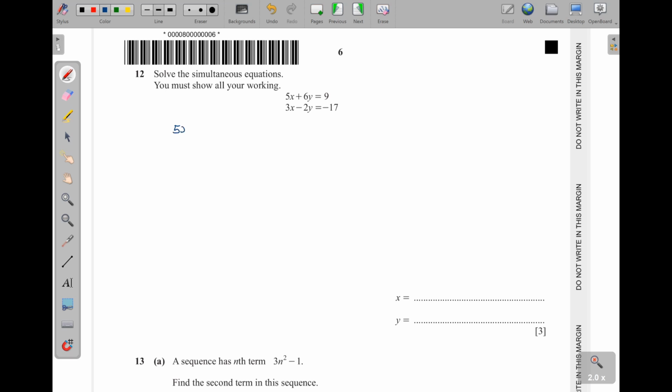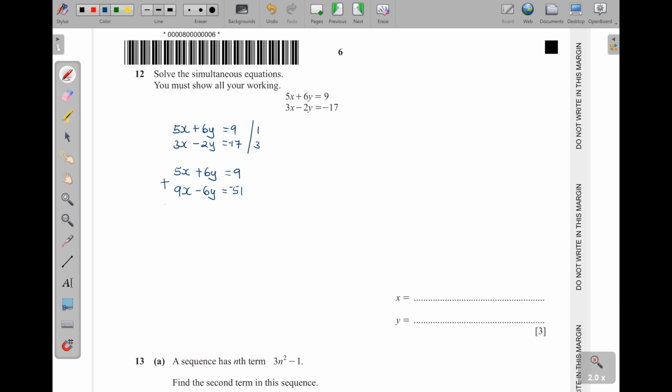So I have 5x here plus 6y, which is equal to 9. And then 3x here minus 2y is equal to negative 17. So I can multiply this one by 1 and then this one by 3, so that when I multiply this one all through by 3, I'll get a 6, which is the same as for this one here. So when we multiply, we shall get 5x plus 6y, which is equal to 9. And then here we get 9x, then minus 6y, which is equal to negative 51.